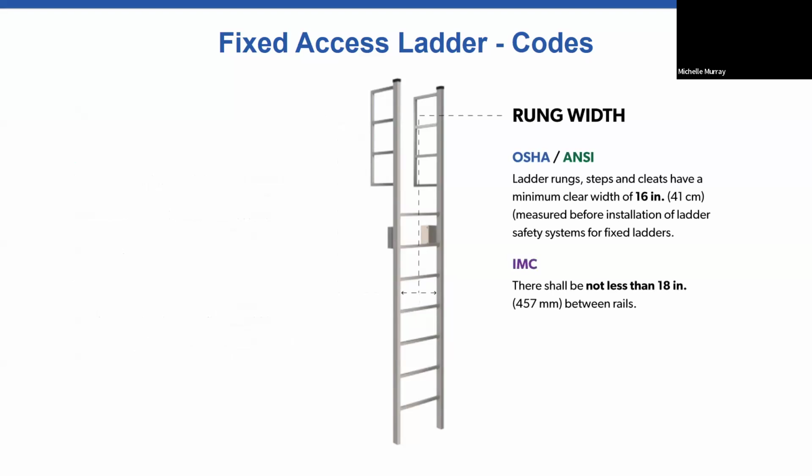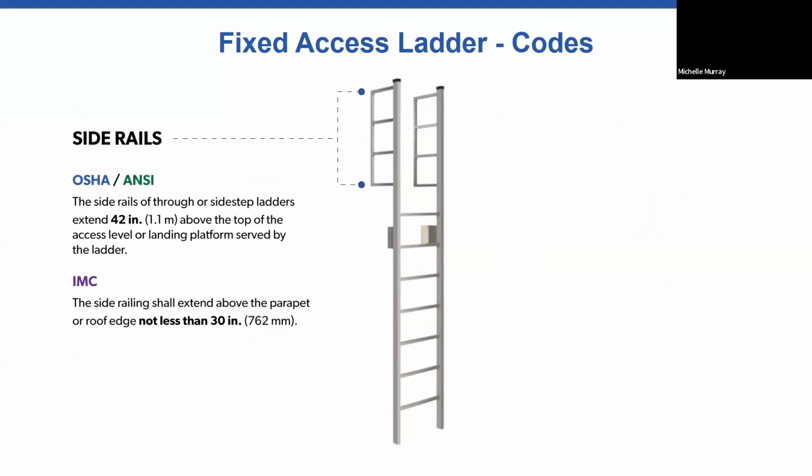For rung width, for the OSHA ANSI standard, you need a minimum of 16 inches. And for IMC, it needs to be a minimum of 18 inches. For the side rails, OSHA and ANSI are 42 inches. And for IMC, it's a minimum of 30 inches.